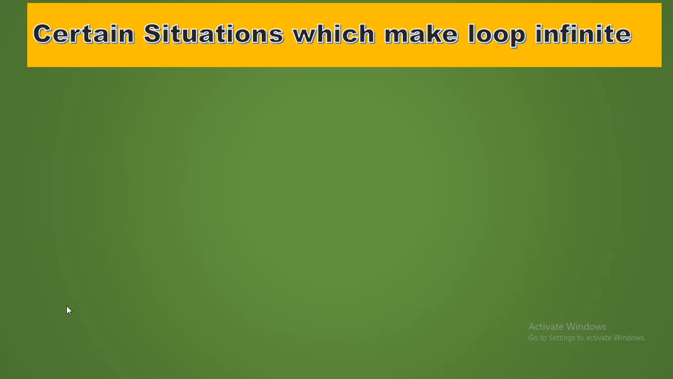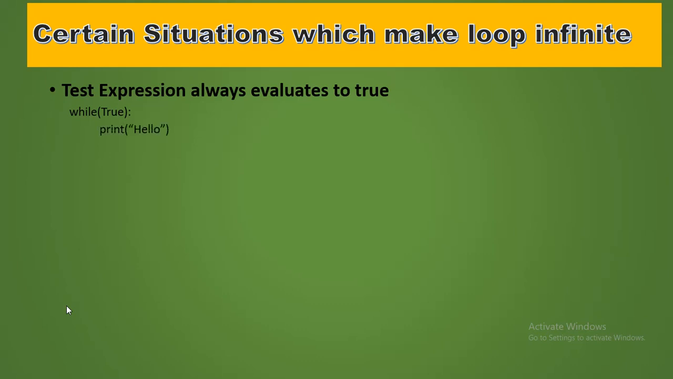Now we have to study some situations which make our loop infinite. First, if we make the test expression always evaluating to true, then that makes the loop infinite. Suppose we have written while True: print hello. So it will go on printing hello infinite times, as the test expression will never evaluate to false.